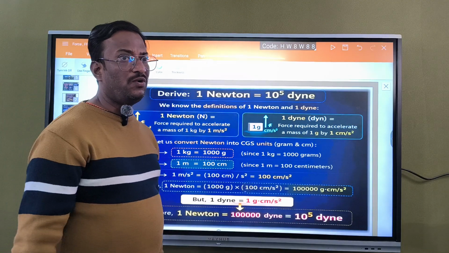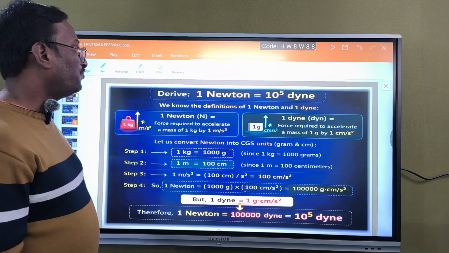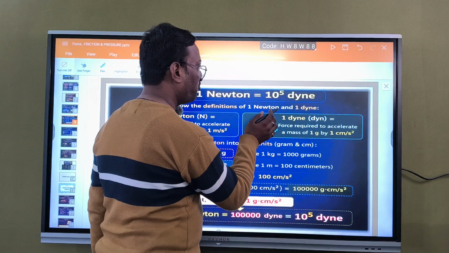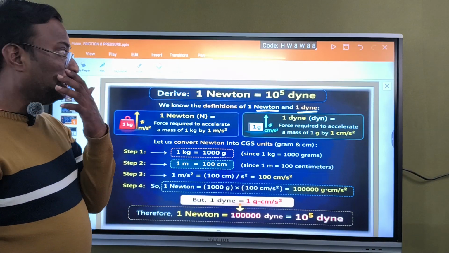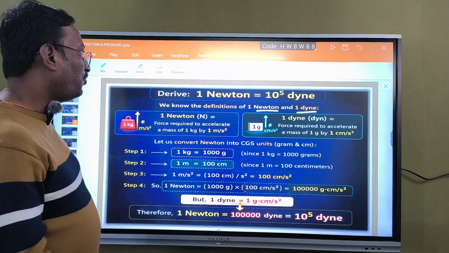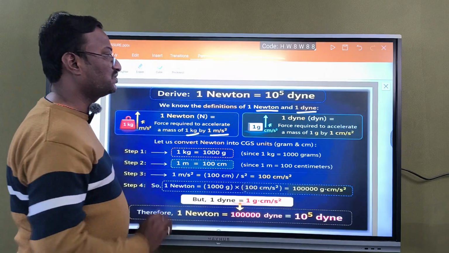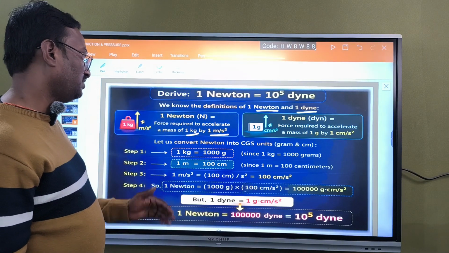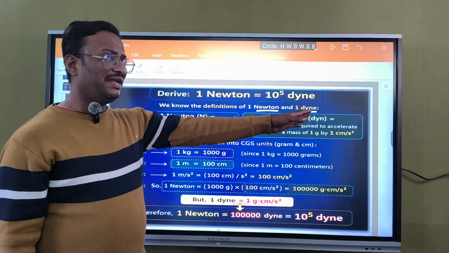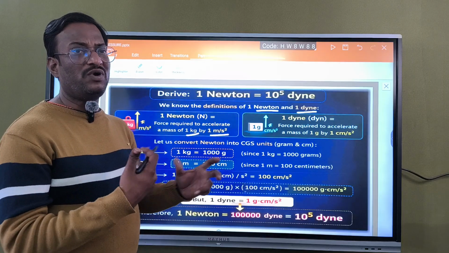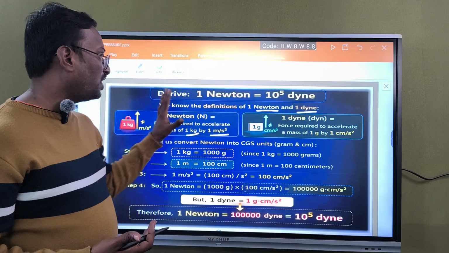Now we shall try to derive why 1 Newton is equal to 10 to the power of 5 dyne. We know the definition of 1 Newton and 1 dyne. So what does 1 Newton say? Force required to accelerate a mass of 1 kg by 1 meter per second square. First we see Newton. Let us try to convert the Newton into CGS unit, because the dyne is in CGS unit. So you keep the dyne as it is, and convert this.